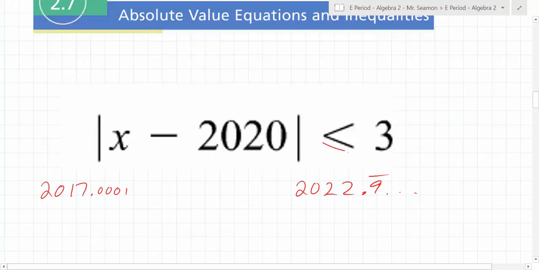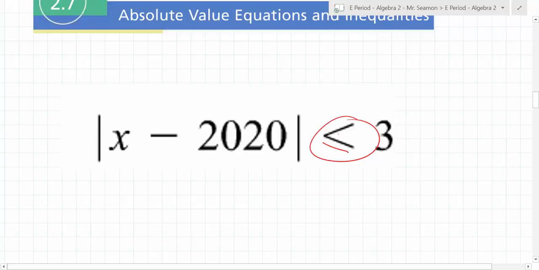So we could clean this up a little bit. I can make it equal to. If I made it equal to, this would change. What would the biggest number you could plug in be? If I change this to equals, it would be 2023. And if I change it to equals, the lower one would be 2017.